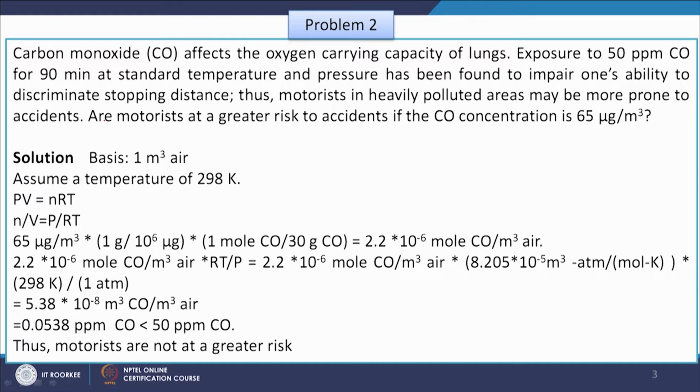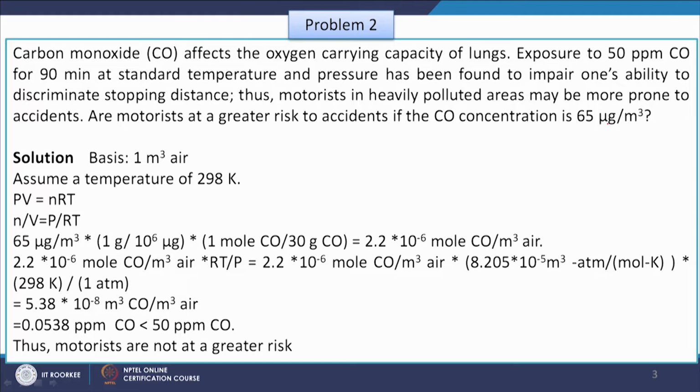Next problem, problem number 2, the statement is carbon monoxide, CO, affects the oxygen carrying capacity of lungs. Exposure to 50 ppm CO for 90 minutes at standard temperature and pressure has been found to impair one's ability to discriminate stopping distance. Thus, motorists in heavily polluted areas may be more prone to accidents. Are motorists at a greater risk to accidents if the CO concentration is 65 microgram per meter cube?